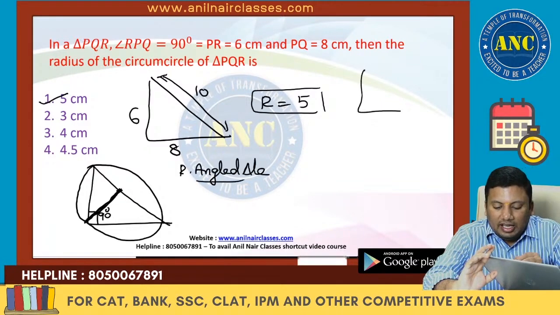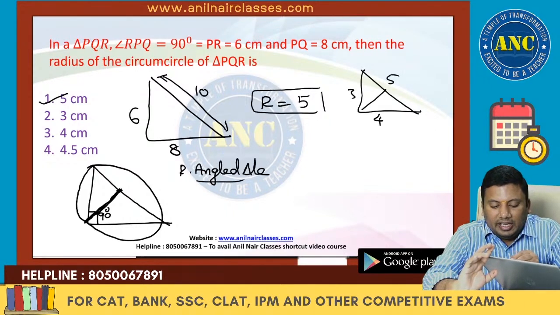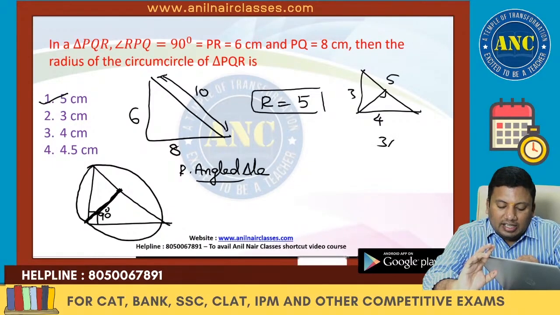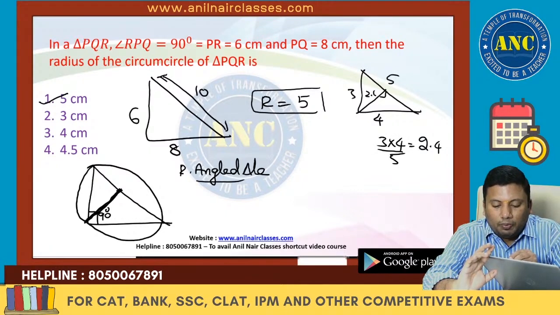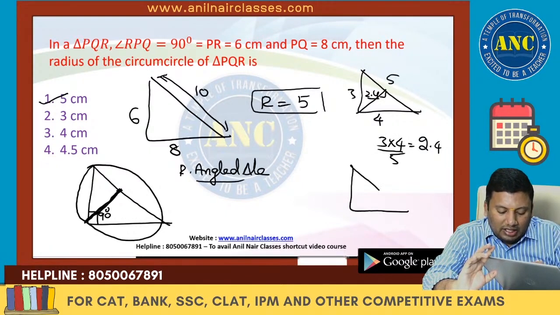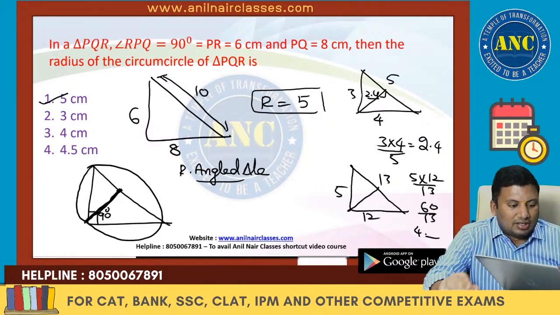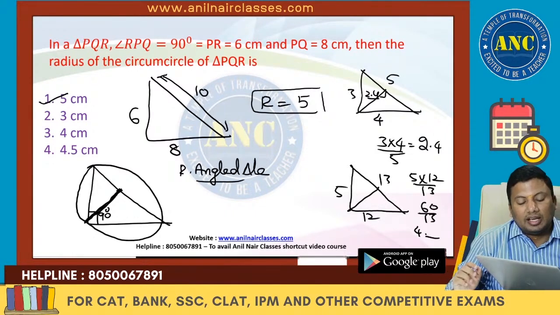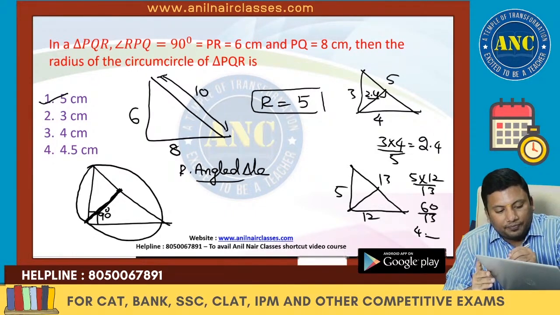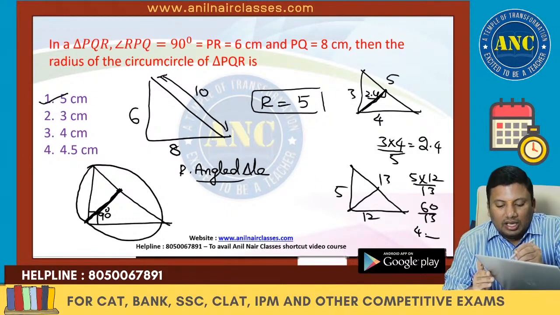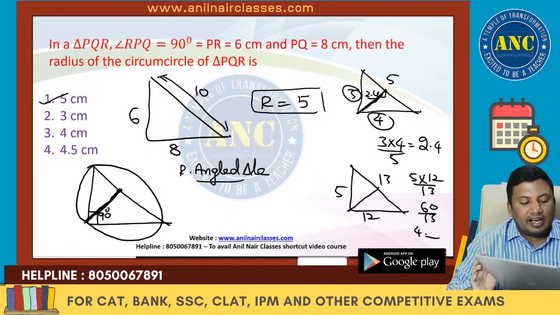Now see here, if it is 3 and 4, this is the height. Height is nothing but 3 into 4 by 5, 12 by 5, which is 2.4. Hold on, let me explain the logic, then you will understand. 5, 12 and 13, this is the height: 5 into 12 by 13, 60 by 13, which is 4 point something. Can I say that this height value is always less than the sides where the right angle is formed?